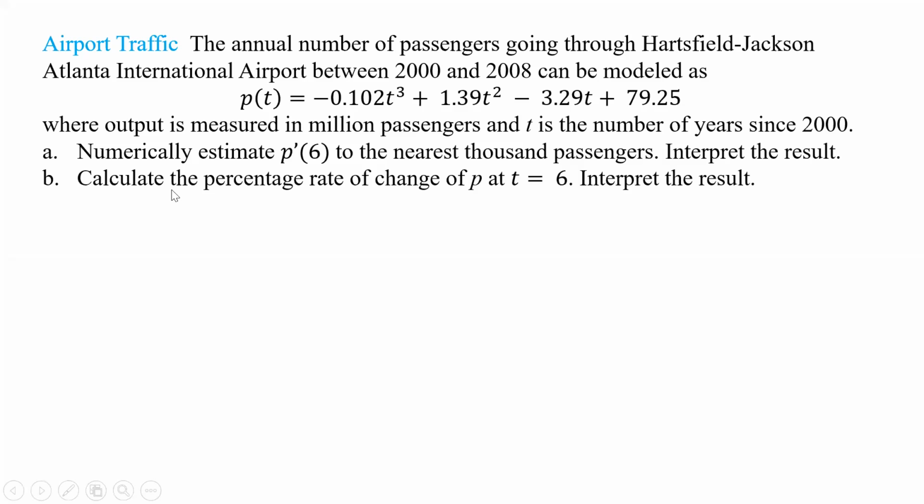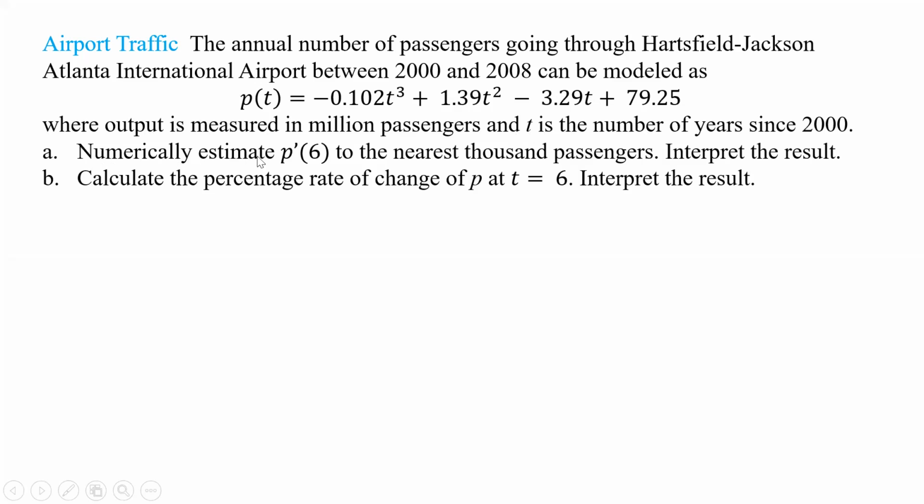All right, so the first one we're going to do here with Excel is on airport traffic. We've seen, I think, the same example doing something different. Here we're looking at the annual number of passengers going through Hartsfield-Jackson Atlanta International Airport between 2000 and 2008, and it can be modeled by this function, where output is measured in million passengers, and t is the number of years since 2000.